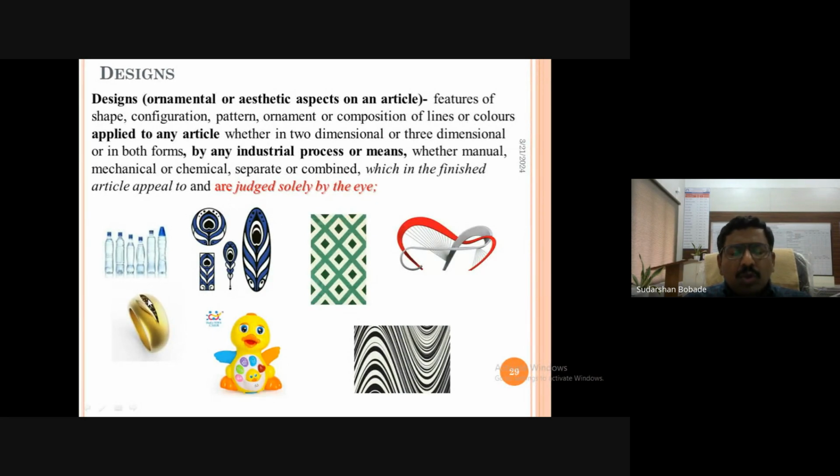This is a ring. Likewise, when we examine a design and you have not seen this particular design earlier, in terms of judgment solely by the eye, then only will there be a chance of getting it granted. So in design, what we generally expect is the ornamental and aesthetic aspect on the article, and that is what we are interested in. Whenever it is applicable to any article with some typical industrial process or means, then only it is treated as an acceptable design. So this is the important parameter related to design.